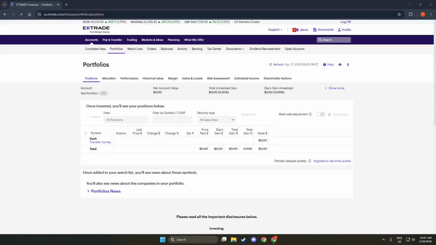In today's video, I'm going to teach you how to set a limit order on ETrade. By the end, you'll understand exactly where to click, what each field means, and how to avoid common mistakes so your order behaves the way you expect.